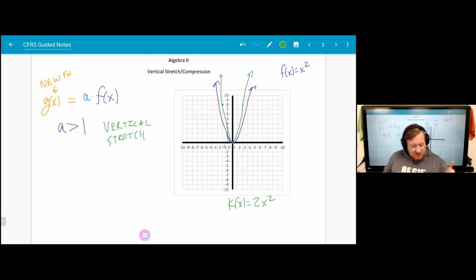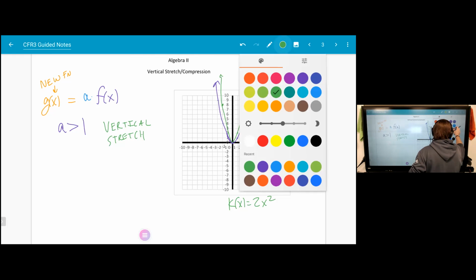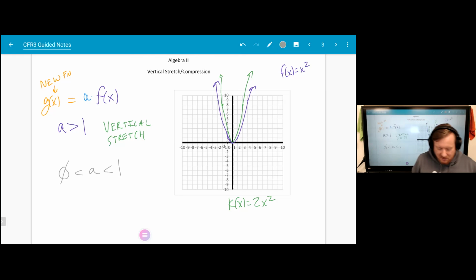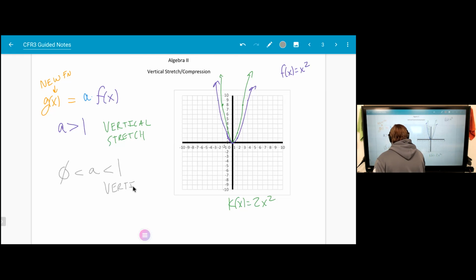Well, this next one's a little bit different. It's not going to be just less than 1. We're going to do a little something different here. We're going to say if A is between 0 and 1. In other words, you're thinking like a decimal or something like that, right? Or a fraction. I like fractions. This is going to be a vertical compression.